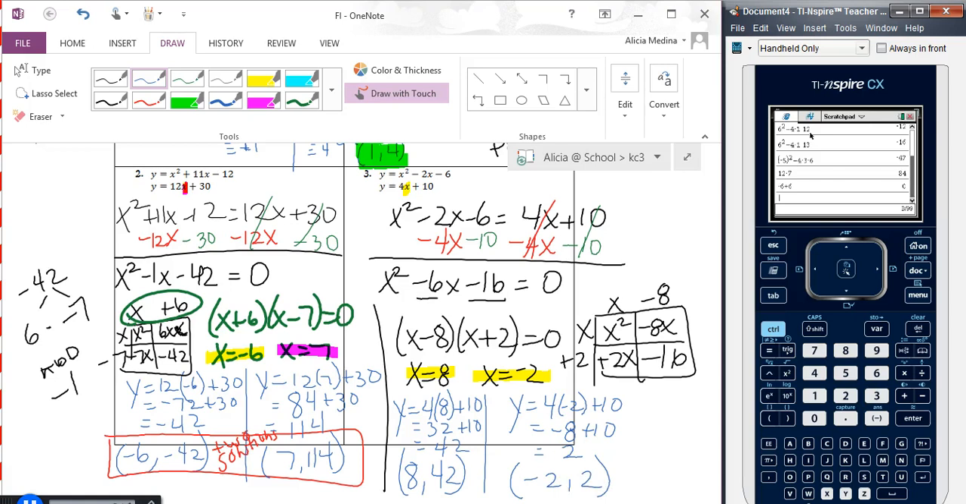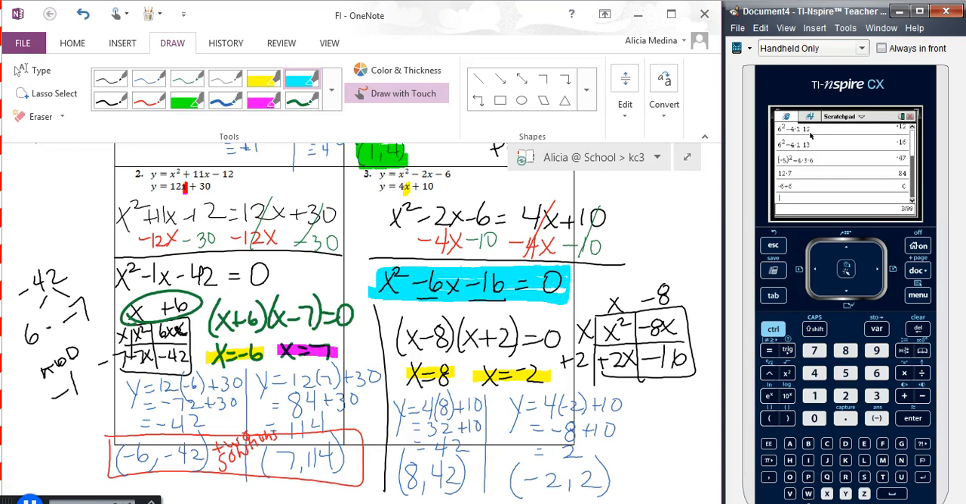Now, if you wanted to see any of these done, for example, I'm going to do this last equation, the one that we just simplified. Obviously, you have to get things on one side first. So I'm actually going to look at this equation, x squared minus 6x minus 16 equals 0, and I'm going to solve it by the quadratic formula.